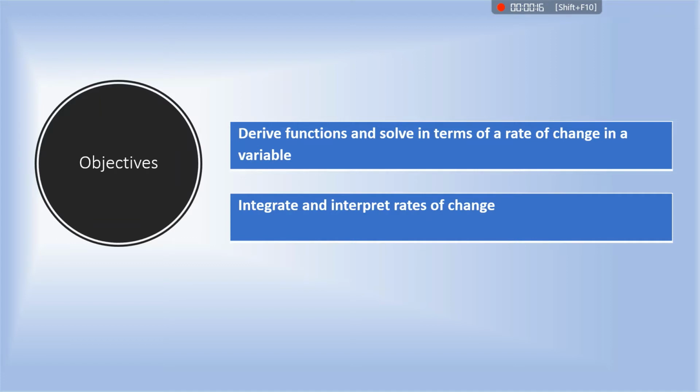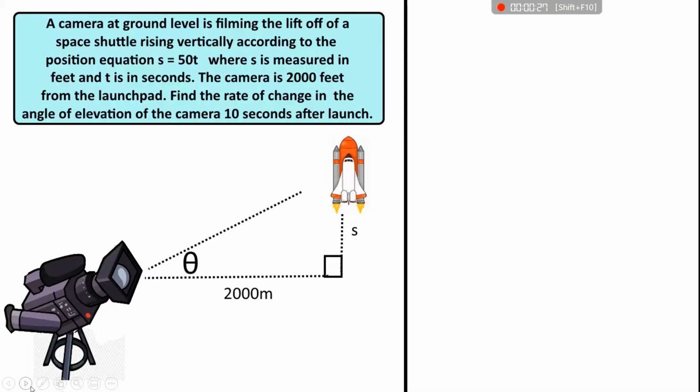Okay, let's see how we do. So we are deriving functions and solving in terms of a variable, and then integrating and interpreting rates of change. I'm going to start out with kind of an older one.